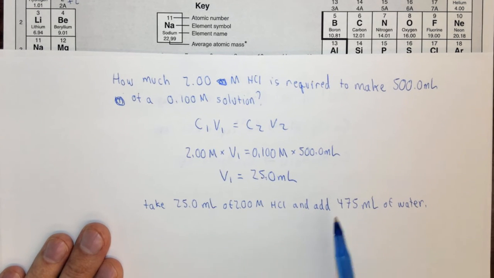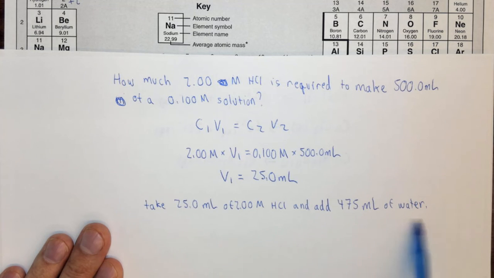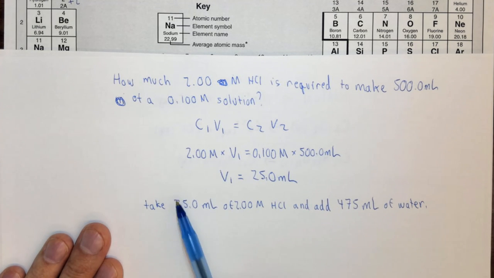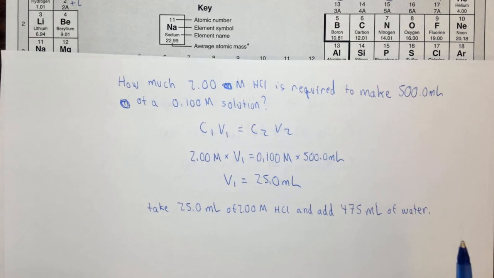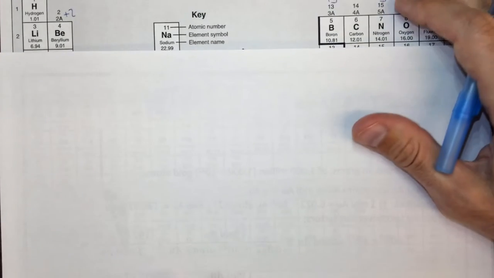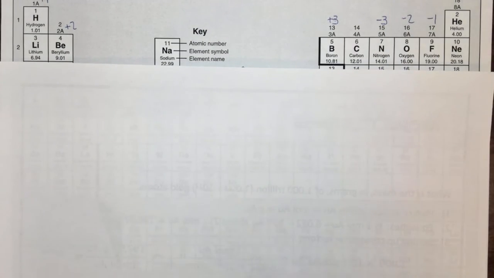On a test, you probably won't be asked for this last sentence. However, in the lab, if you actually need to make a solution like this, and you will need to make many if you take the lab here, then you do need to know this information, because you do need to know that you take 25 milliliters and add 475 milliliters of water. Let's do one more example here, and then we'll finish up with this material.